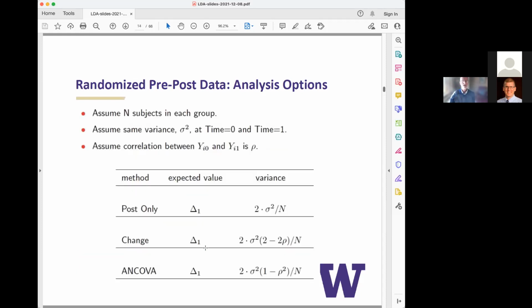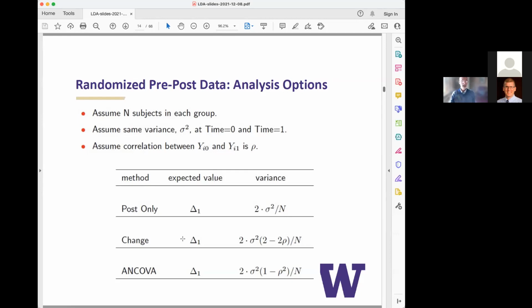Okay, so the answer here can be given very simply and can be given mathematically. And I'll show you a graph on the next slide that says, if we make some very simple assumptions, let's just say the variance is the same in each treatment group, at baseline and at follow-up, and that there's a correlation between the baseline and the follow-up measure, and we're going to call that rho, then what is the variance if you use post-only? It's the standard 2 means variance. It's sigma squared divided by n, and you have a treatment group and a control group.